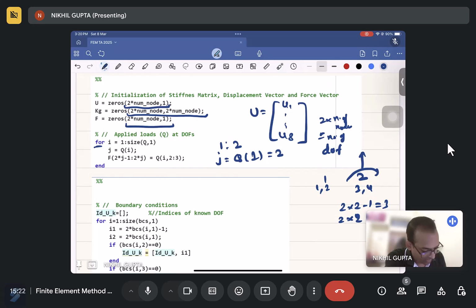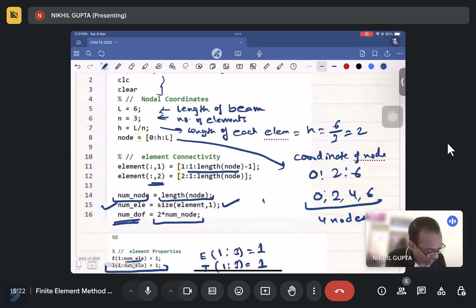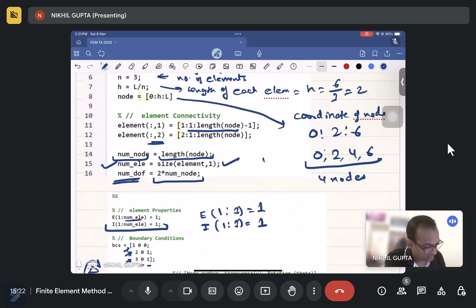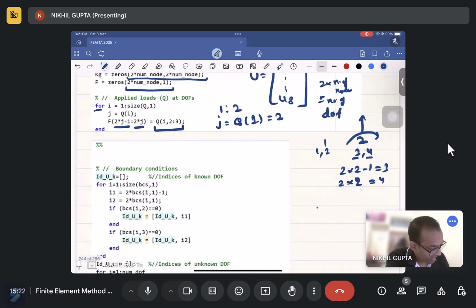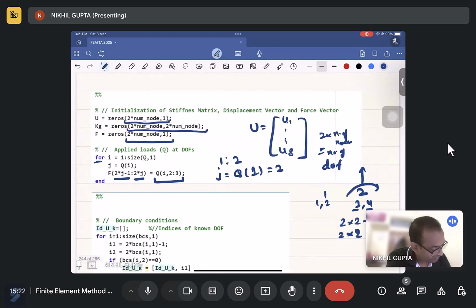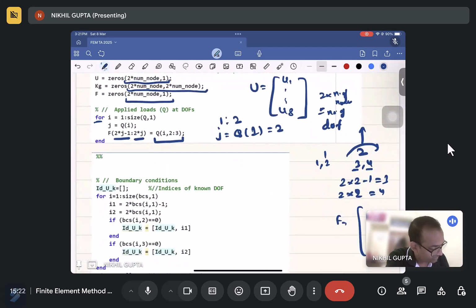Similarly, they have defined here 2j minus 1 and 2j. So now if you have node number 2, you will enter into the third degree of freedom and the fourth degree of freedom, as the q of the third value, meaning 2 to 3, meaning qi. This value you can put in this and you will get an f vector in the form of all degrees of freedom.